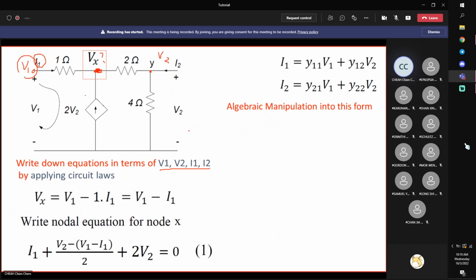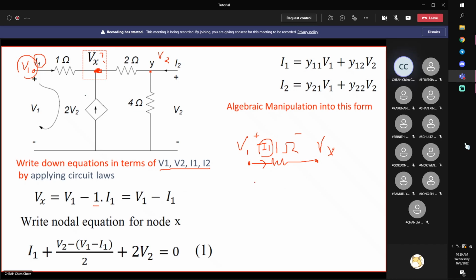This node voltage, if you look at this, this is V1. Then you have a 1 ohm resistor. At the other side, you have Vx, and this current is I1. So you can write this now directly. Vx, current flows from high to low, correct? High to low. So V1 minus the voltage across the 1 ohm resistor, which is 1 ohm multiplied by the current flowing through it, I1. Then it's equal to V1 minus I1.